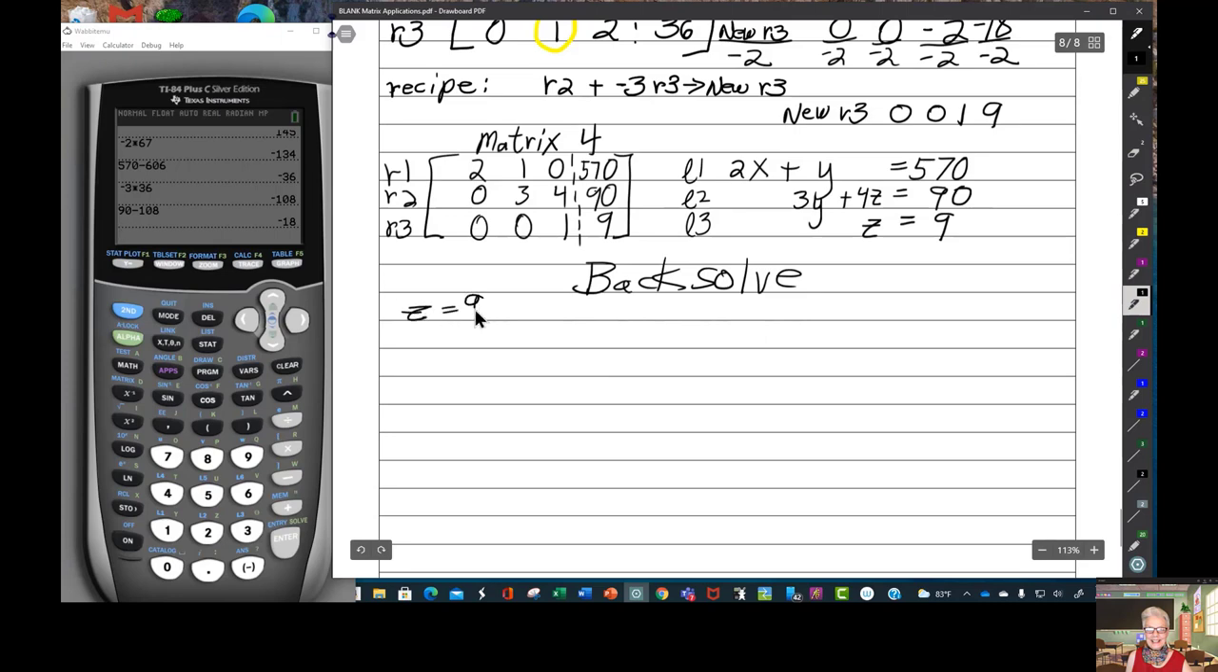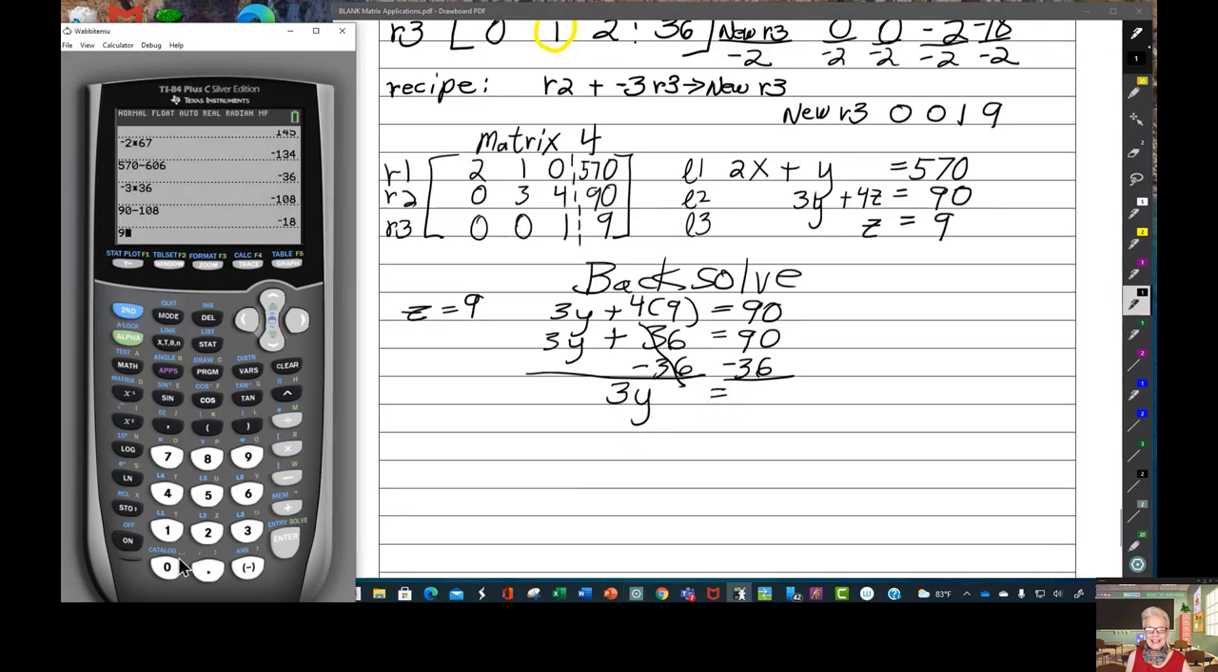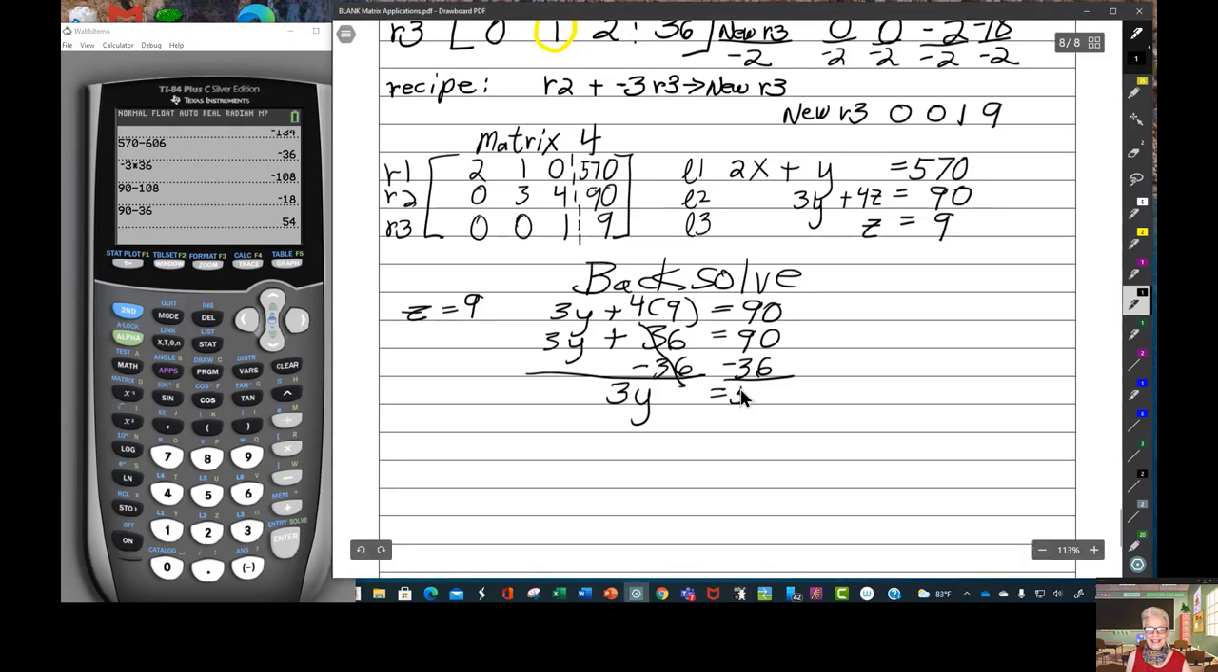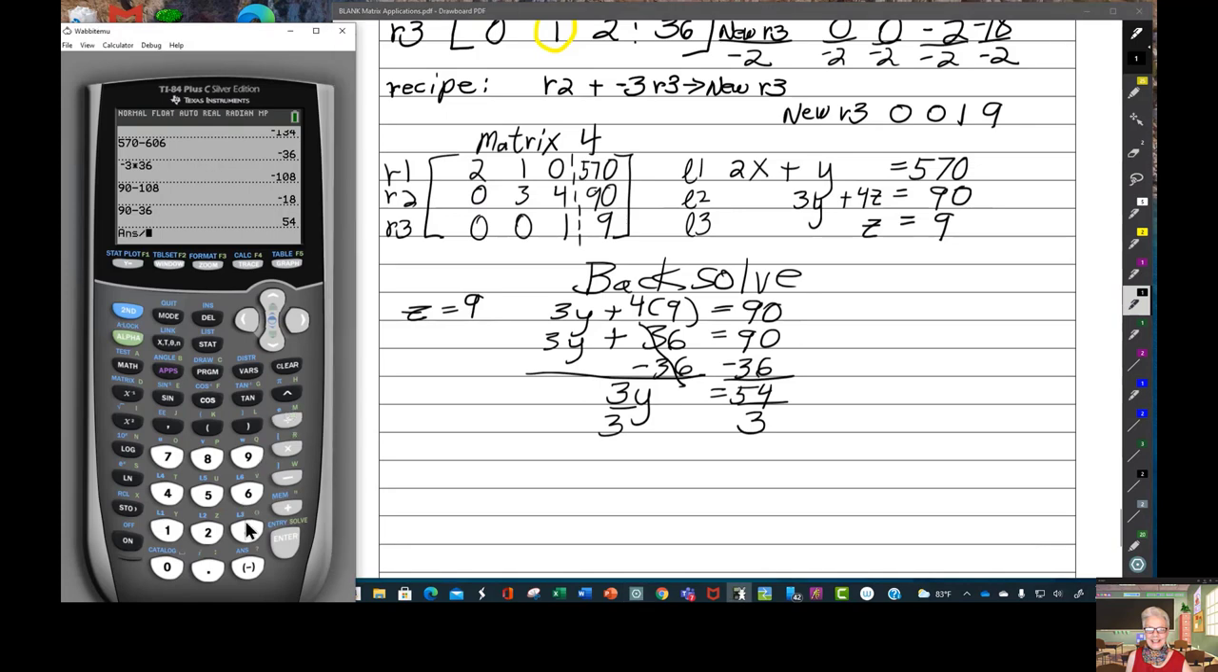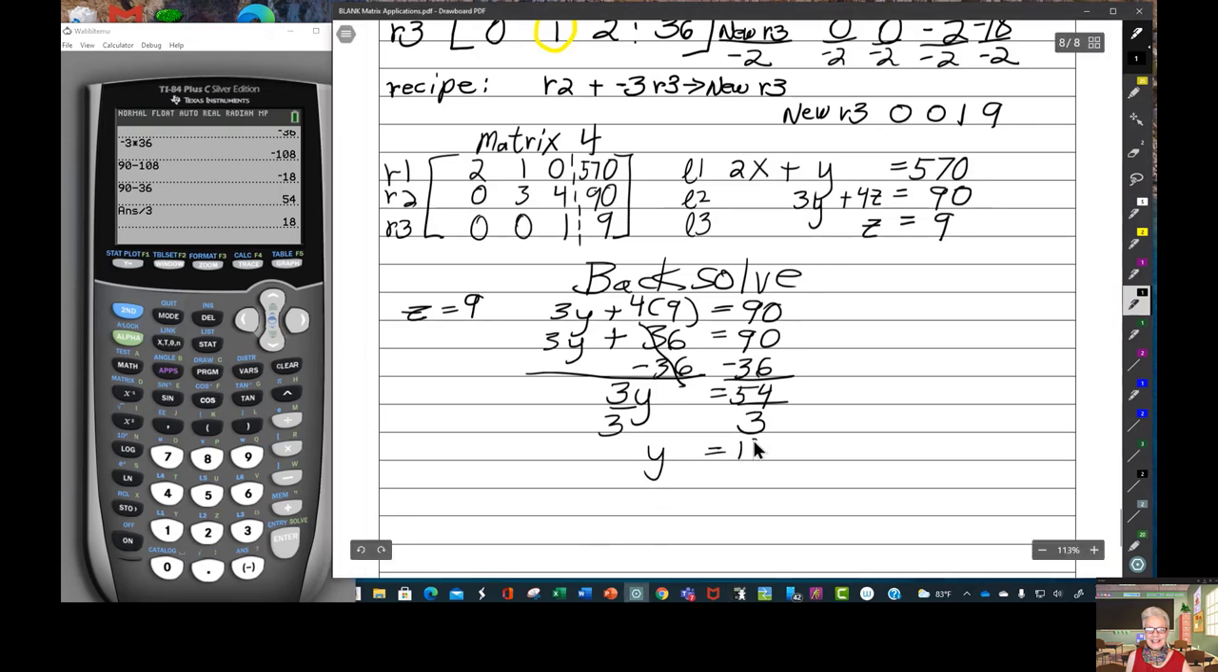I've got z equals 9, and then 3y plus 4 times 9 equals 90, which means 3y plus 36 equals 90. Subtract 36, subtract 36. 36 minus 36 is 0. So we've got 3y equals 90 minus 36 is 54. Divide by 3, divide by 3. 54 divided by 3 is 18. So y equals 18.